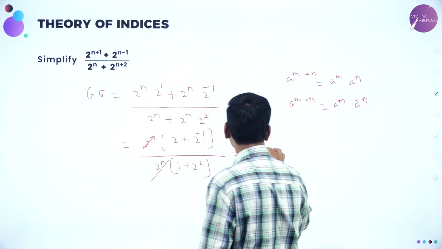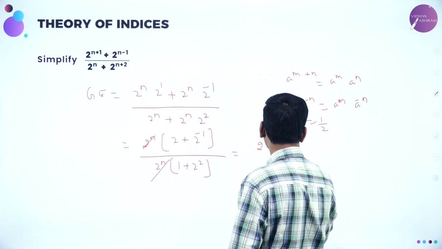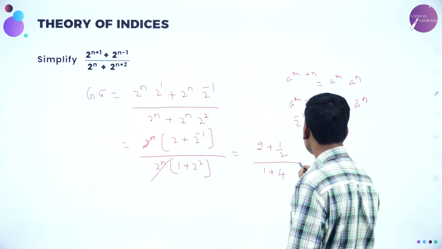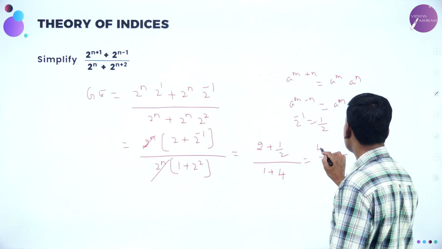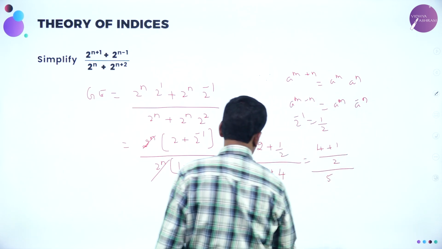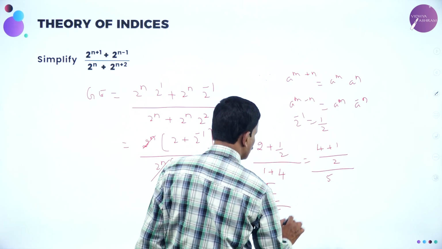This is equal to 2 plus, what is 2 to the power of minus 1? That's equal to 1 by 2, divided by 1 plus 2 square, which is 4. Take LCM in the numerator, 2 is LCM. 2 into 2 is 4 plus 1, divided by 5. So what is there in the numerator? 5 divided by 2, whole divided by 5.